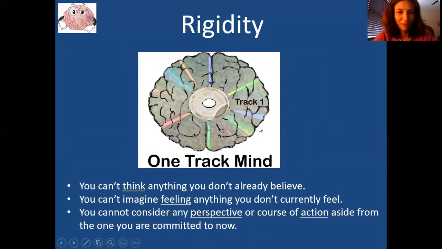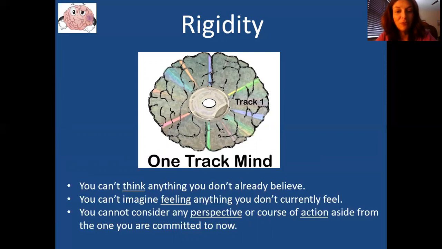Here's even a third version, okay? So let's look at these statements together, right? Think of a one-track mind. I think they're trying to make this brain look like a CD. So think of a track on a CD that keeps playing the same track over and over again, right? If you're rigid in this matter, you can't think anything you don't already believe. So if someone tries to present you with a different point of view or additional information or other perspectives, you can't take it in. You just keep playing that same track of thought over and over again, okay?